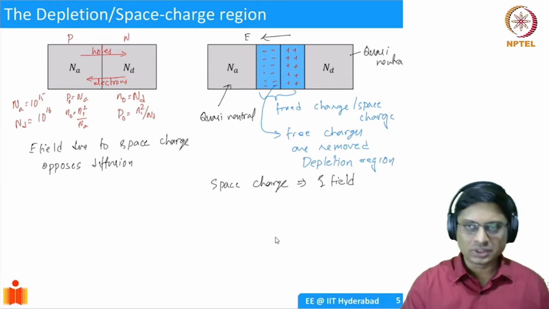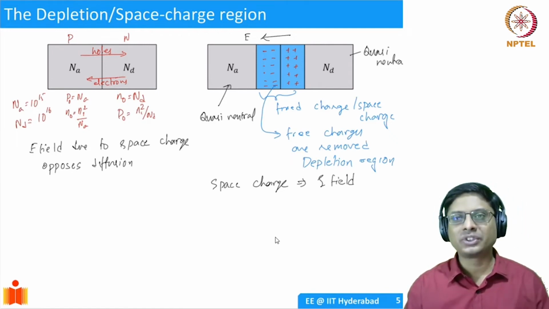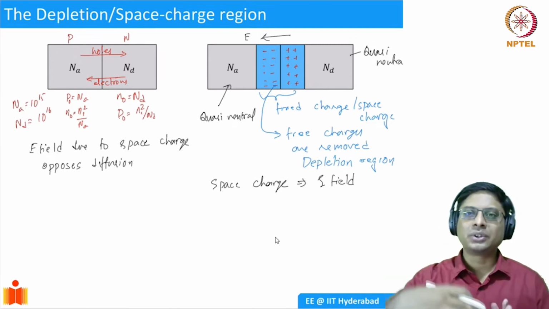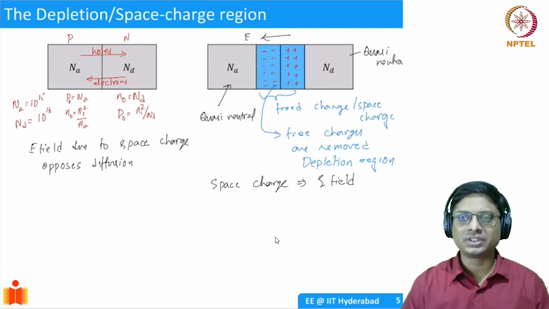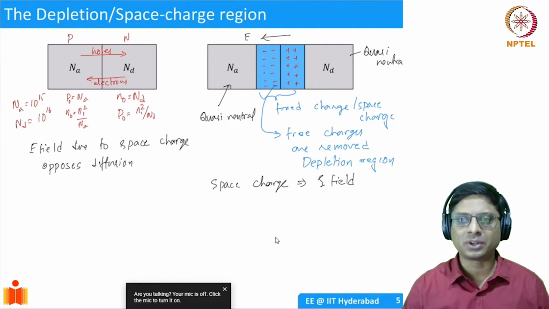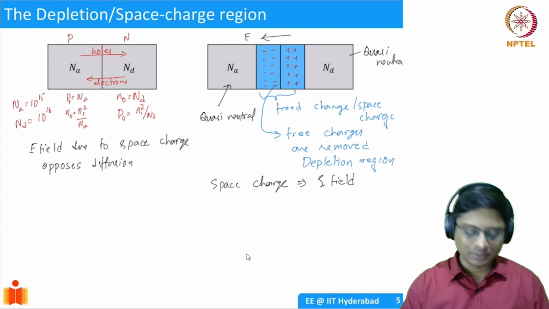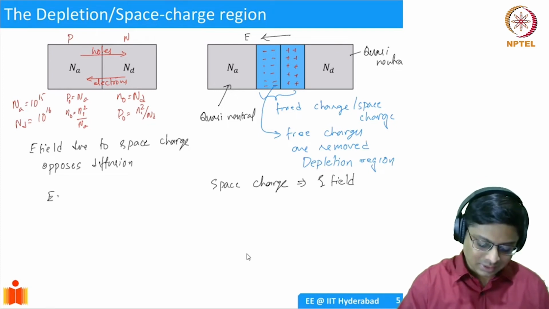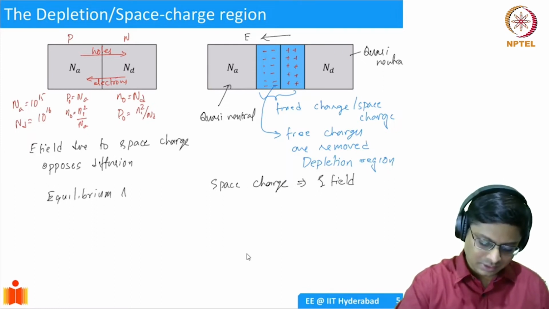So the forward driving force is diffusion. The opposing force is the depletion region that is formed, and that is creating an electric field. Because of that, there is an equilibrium, and that results in what is known as a built-in potential. Equilibrium achieved.